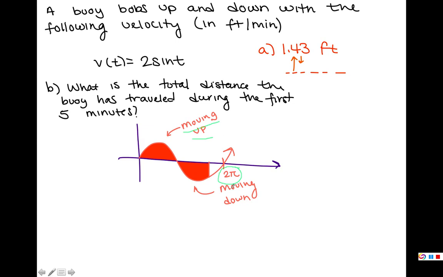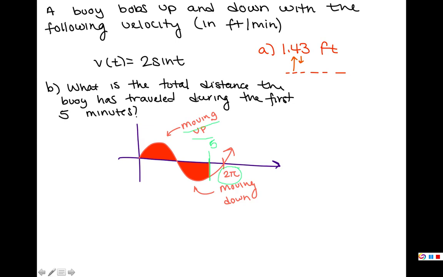Now, 2 pi is like 6 point something, 6.2-ish. And so we're only interested in what happens from 0 to 5. And so I stopped my shading in. I just estimated, okay, if 2 pi is about 6, maybe 5 is right there. And so from 0 to 5, the object is moving up, and then it starts going down.